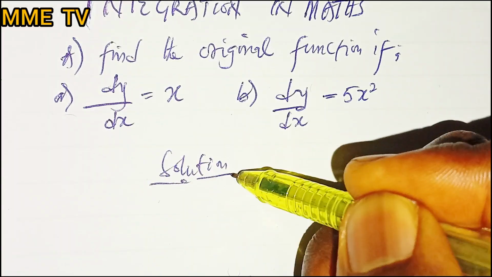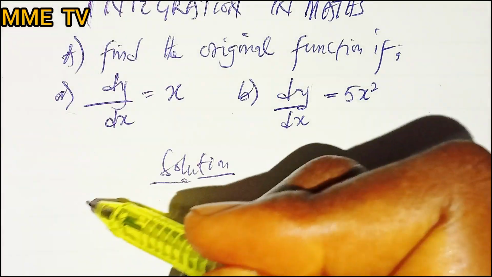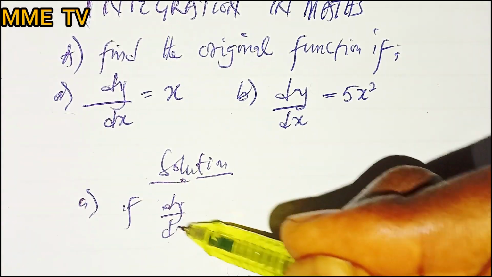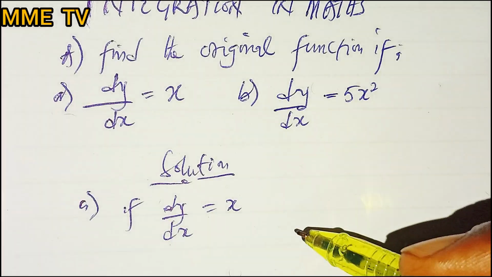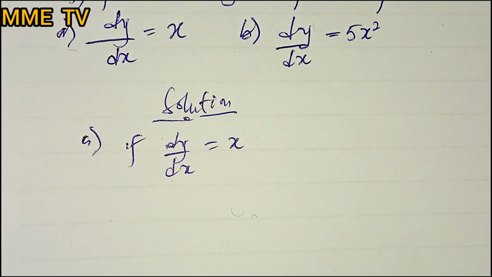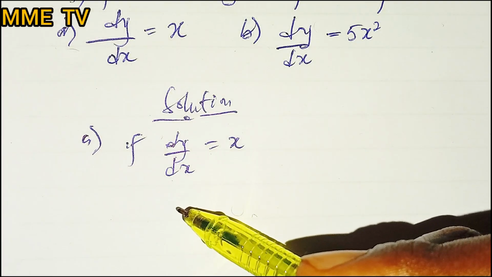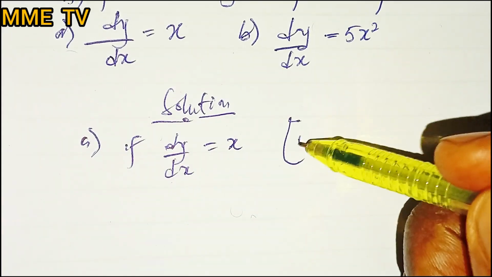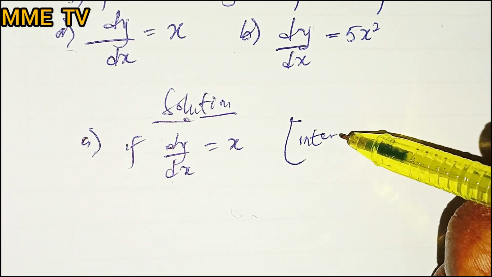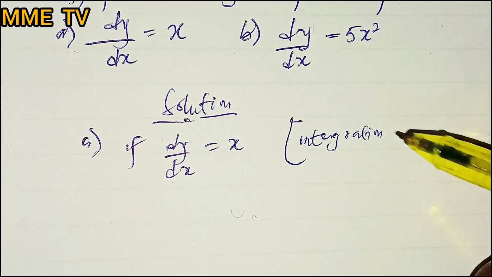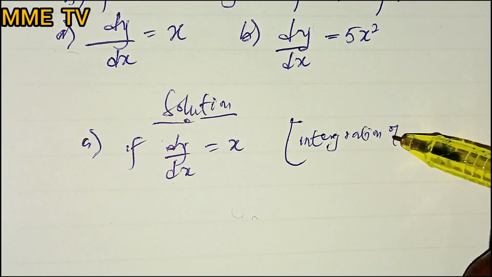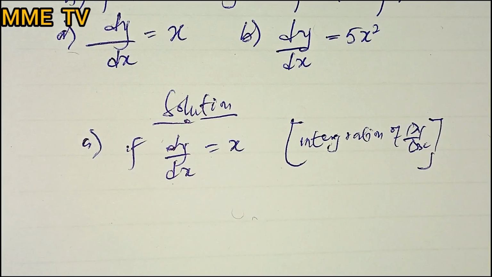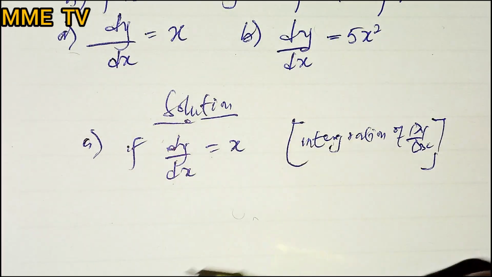Starting with the solution, let's solve A. Say if dy/dx is equal to x, then what is going to be our y? If you recall what I defined, you understand what integration is. So integration of dy/dx, that's what we have, right?